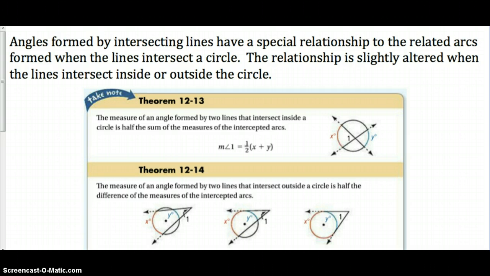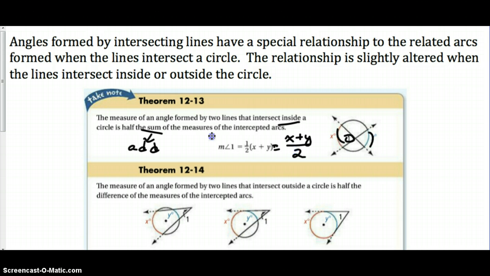So the first theorem we're going to deal with: the measure of an angle formed by two lines that intersect inside a circle is half the sum, so we're actually going to add, the intercepted arcs. If I look at my diagram here, the measure of angle 1 is half the sum of the arcs that make the angle. So I've got arc x right here, and arc y. The measure of angle 1 is half of x plus y, or we can rewrite this as (x + y) over 2.